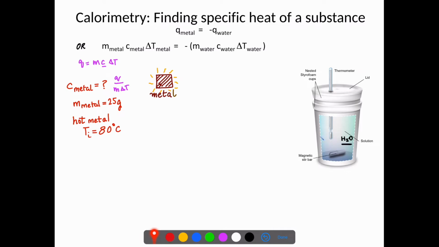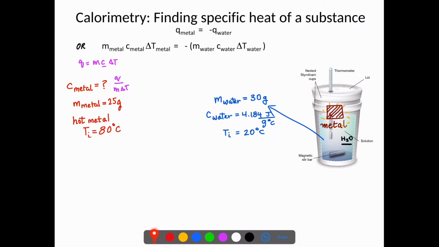Now we are going to take water of a known mass. So let's say 30 grams of water. You weigh it out, put it in this styrofoam cup, and then record its temperature. The specific heat of water is a known value. Now we put this hot metal at 80 degrees Celsius into this styrofoam cup. Now what happens is heat exchange between water and the metal. The metal is going to lose heat to the water surrounding it. So the metal will lose heat and its temperature is going to drop, whereas the temperature of the water is going to increase.